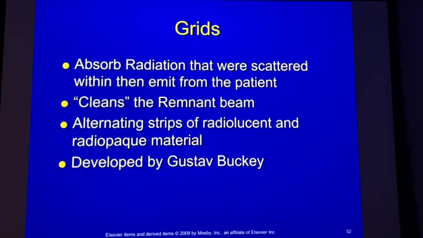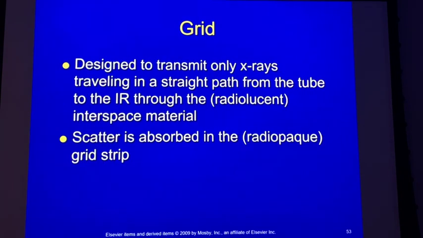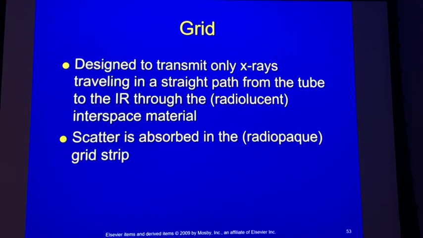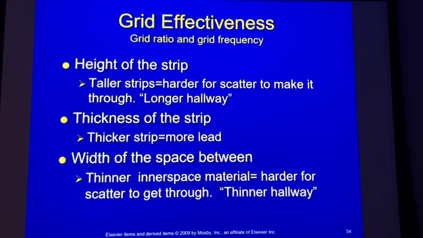So we talked about who developed them, and that is Gustav Bucky. We talked about what their design was supposed to help with. We talked about the measures of effectiveness, and really there's two. And between the two, there's really one that stands out, and that is our grid ratio, and that's the ratio of the height of the grid strip to the interspace material in between.